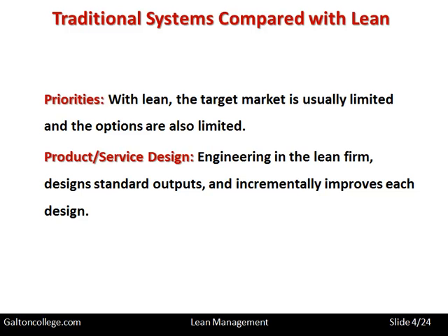Now, product and service design. Well, engineering in the lean firm, the designs are standard. They're standard outputs. The processes become standard. The processes become well established. And the system only incrementally changes, and only changes by small amounts over periods of time, so that the firm is able to, again, focus in on selected processes, and focus in on particular products. It's able to concentrate on the production of those products from start to finish, and anything which is outside of that focus is not necessary. And that's where we get this concept of lean.